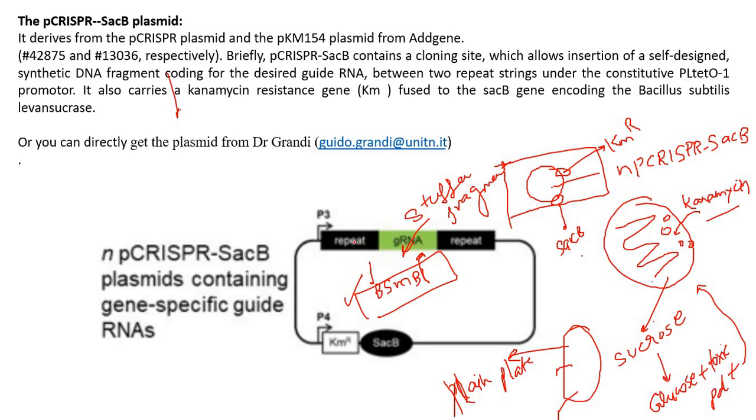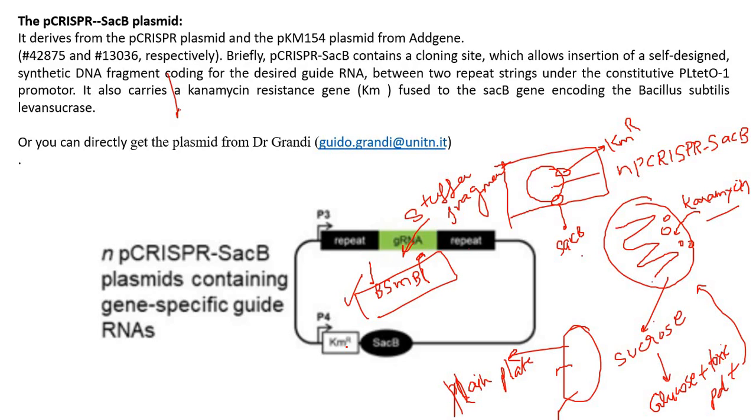So these sequences are under the control of the promoter, and as you can see, these are the palindromic repeats. This is the guide RNA. This is the stuffer fragment that you will replace with the guide RNA. It has the SACB gene, so if you add the sucrose, bacteria will die, and it is under the control of kanamycin resistance. So if you add the kanamycin, the bacteria will grow in its medium, since it has the kanamycin resistance gene.